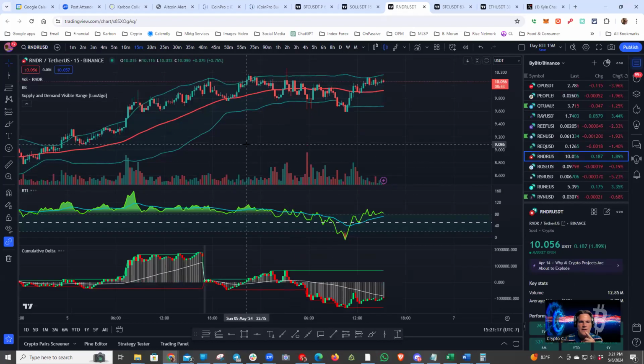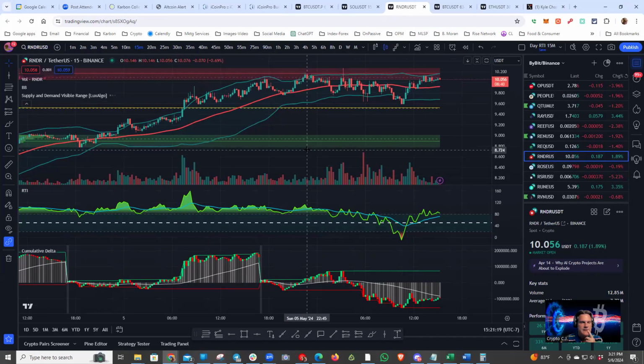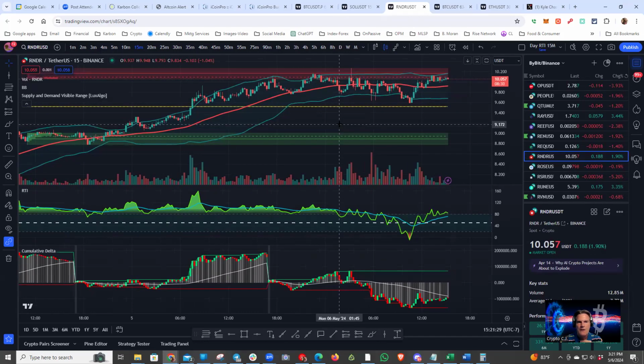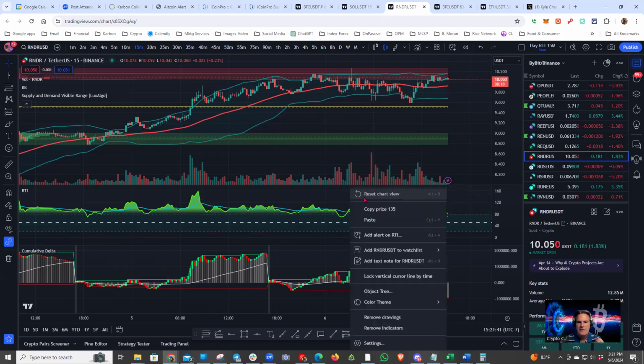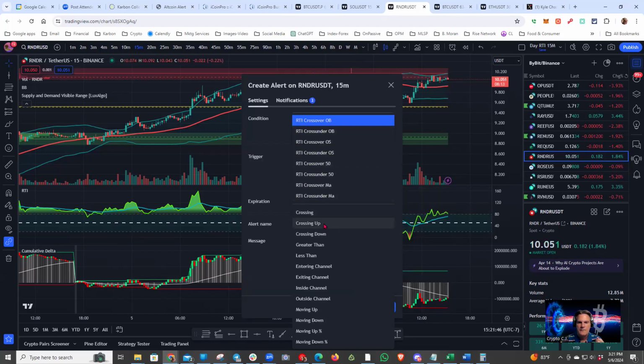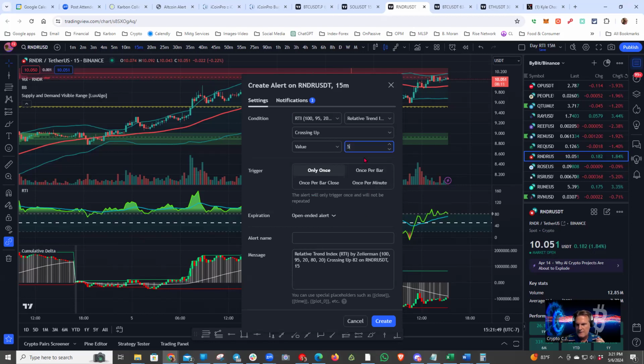Okay, RNDR. I can't remember if it's a gaming token or an AI token, but I know the Crypto Nation guys like this one. On the 15-minute chart, we are sitting at resistance, much like the Solana setup we looked at earlier, and we're above the 80. So again, if you want to trade this on spot, I think you want to set alerts on the RTI crossing up. And then I would set one at 50 and one at 20.